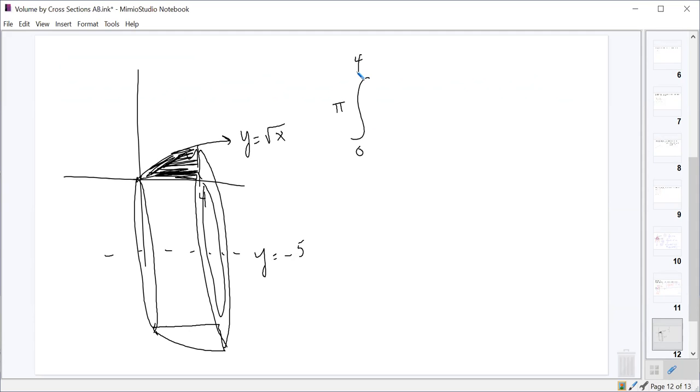What's our outer radius? What is the distance from the line we're revolving around to the top of our region? Square root of x plus 5. Exactly. It's the square root of x, which gives us the distance from here to here, and that's 5. So it's root x plus 5 squared, and minus, what's our inner radius? Just 5. And square it with a dx.